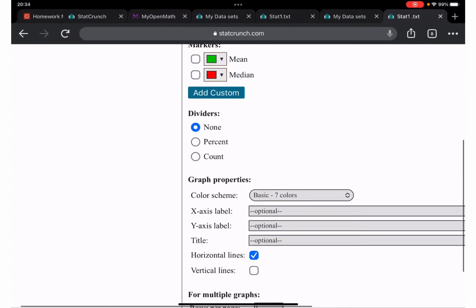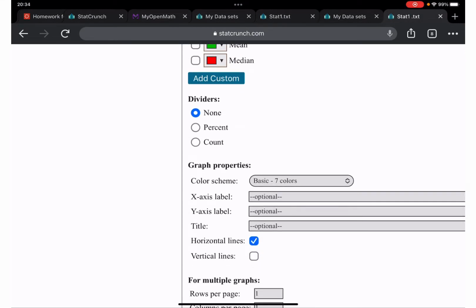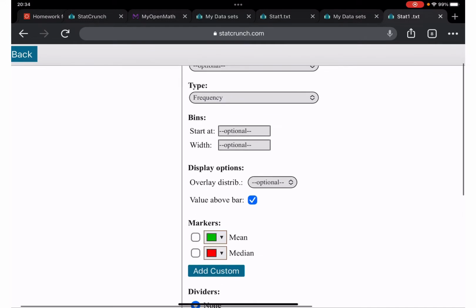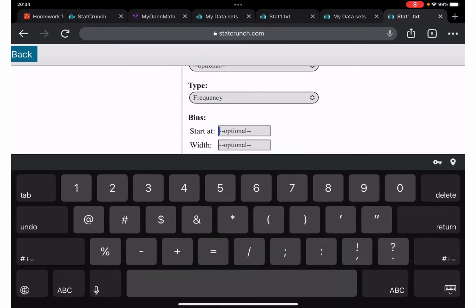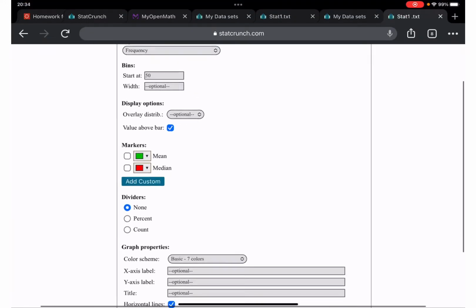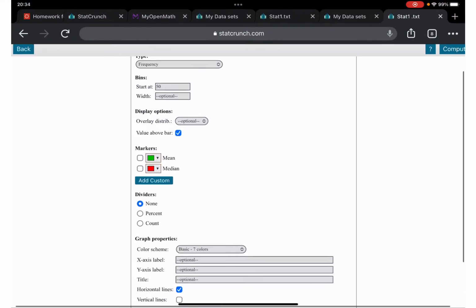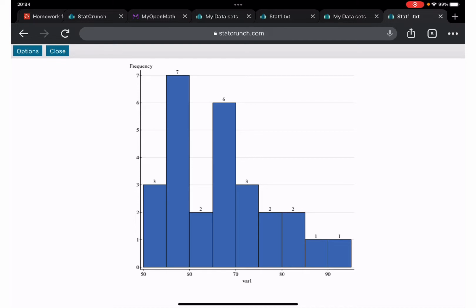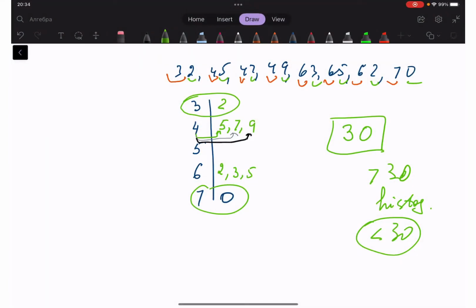And we start with 50. Where is my optional? Here it is, start with 50. I don't know how much it's gonna take the width. It's optional, so I don't put it because I'm interested in shape, nothing more. There we go. If we look at shape, let me explain here. The shape is gonna be either bell-shaped. This is bell-shaped. It's gonna be skewed to the right.